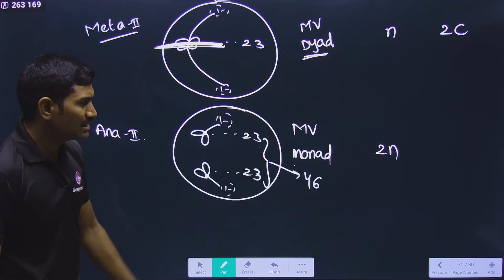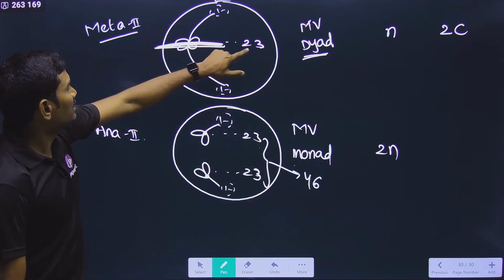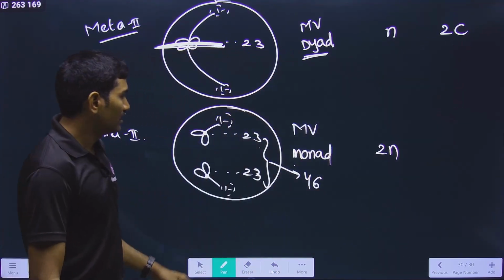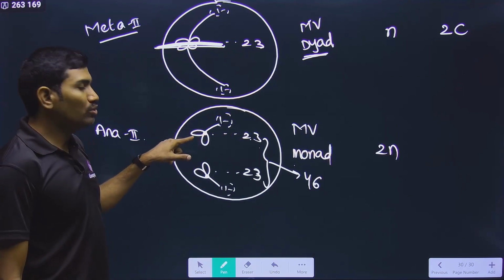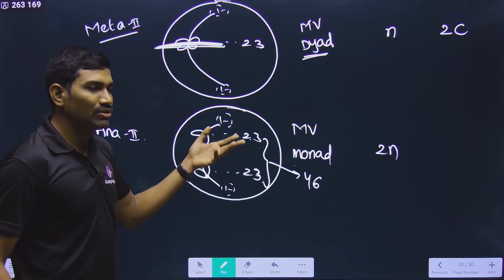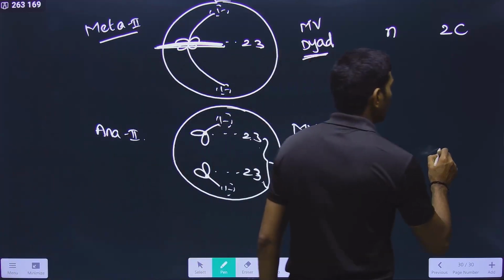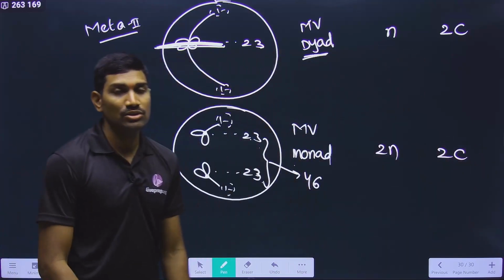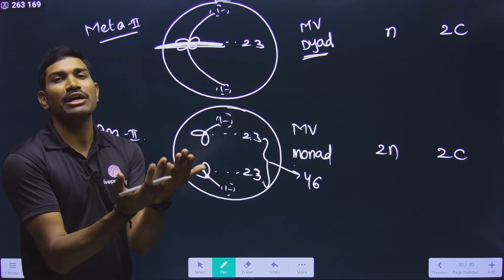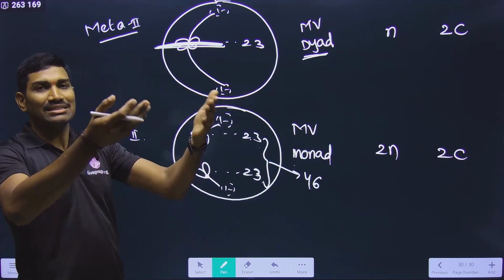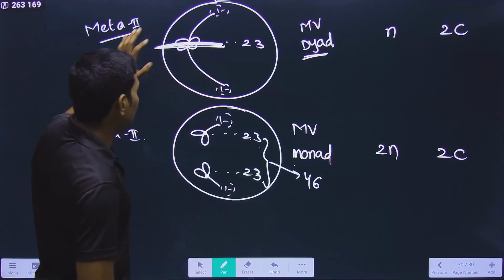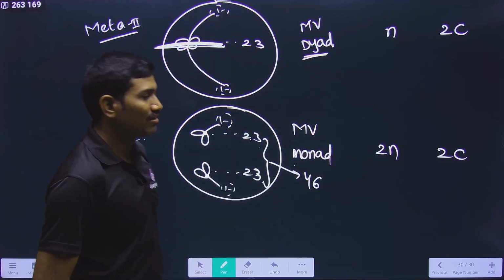Is there any change for C value? No change. 23 into 2, so 46 DNA molecules, so that's why 2C. Here 23 into 1, 23. 23 into 1, 23. So 23 plus 23, 46 DNA only. So here also it is 2C. Here also it is 2C. Understood or not? So compare these things with mitosis. What is the change? How exactly has it changed? Everything you need to observe carefully. Okay. So that's about the Interphase 2.